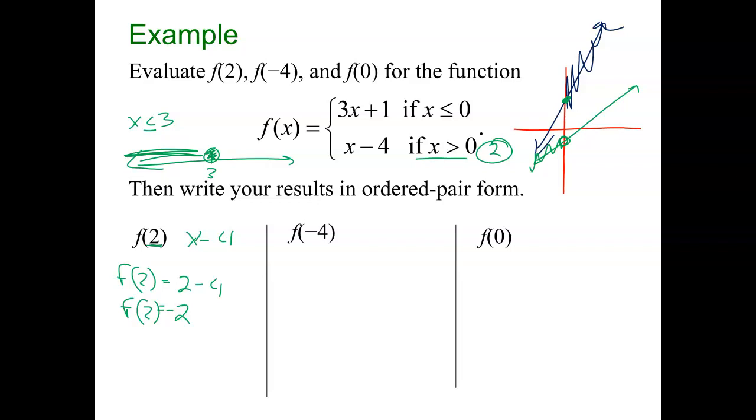Again, we want to write an ordered pair. So my answer is 2, negative 2. When x is 2, y is negative 2. And then I could plot that point if I was trying to draw the graph.